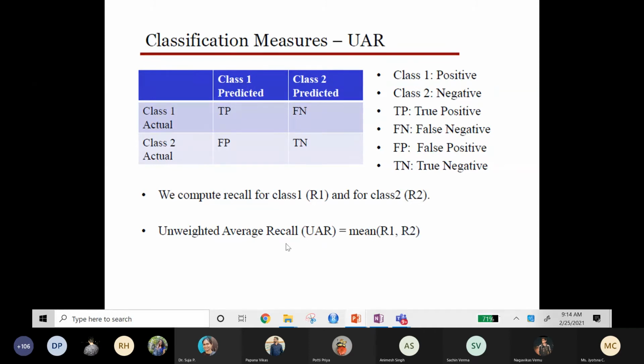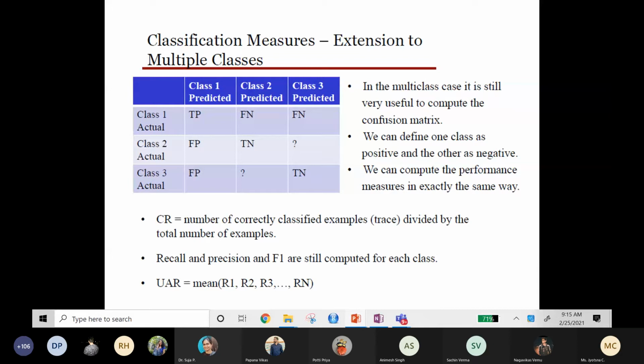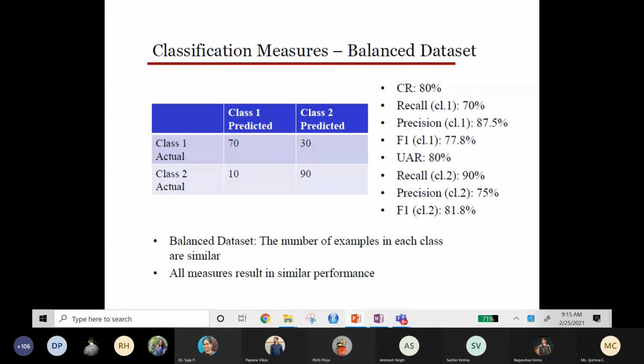Okay, so now unweighted average recall, that means UAR. How you find the unweighted average recall is, it is the mean of R1 and R2. So mean of R1 and R2 means we compute the recall for class 1 and compute the recall for class 2. And the same way we can find out the precision also for each class separately. So first we will look at how you find the recall for class 1 and how you find the recall for class 2.